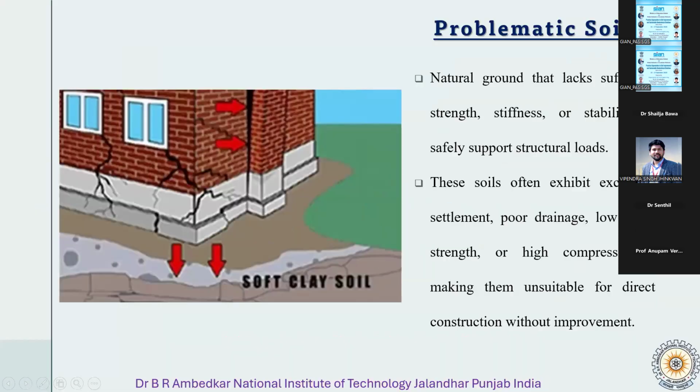what is problematic soil? Some natural soils do not have enough strength, stiffness, or stability to support buildings or structures safely. These types of soil often settle too much. They don't drain water properly, have low resistance to force, or can be easily compressed. Because of these problems, we cannot build directly on them unless we first improve the ground. And these soils are called problematic soils.